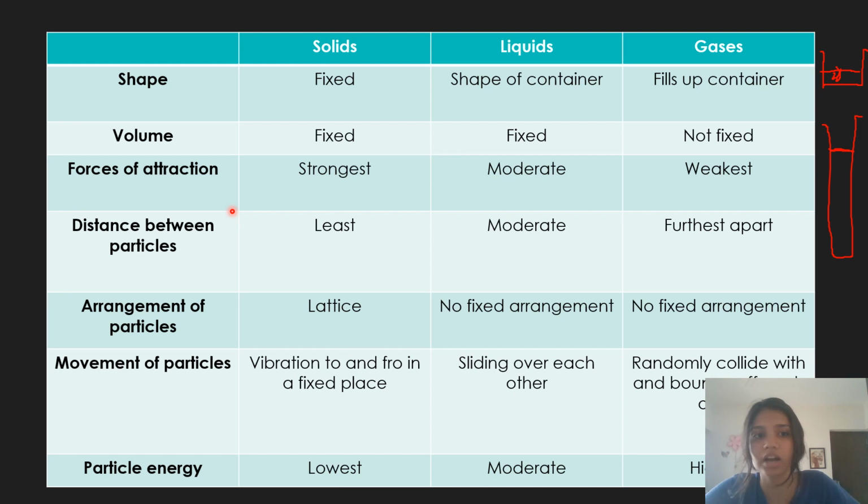Stronger the forces of attraction, lower the distance between particles, lesser the distance between particles. Okay, because the force of attraction pulls the particles close to each other. Therefore, the distance between them decreases. So solids have the least distance between particles. Liquids have a moderate distance between particles. That means there is some distance between them, but it's not going to change that much. Like there is a little distance between them, not too much.